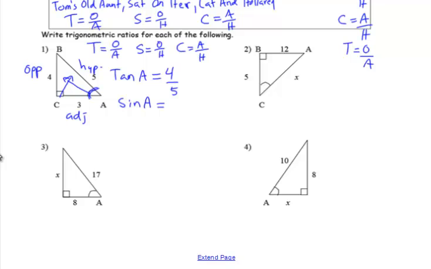So the sine is the opposite over the hypotenuse. Again, we look at our diagram. What's the opposite? That is 4. And the hypotenuse is 5. And look at me, I totally messed up here with tangent. Oh my goodness. Let's go back and fix that.